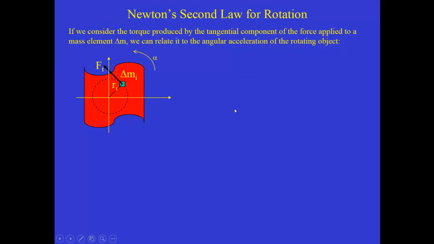Now, let's figure out if there's going to be a tangential force applied to this rotating object, and we'll figure out how this translates into an angular acceleration of the entire object. We're going to use Newton's second law applied to this little mass element and then do a summation or an integral over all of the mass elements of the entire object.